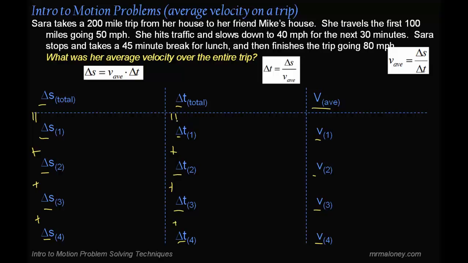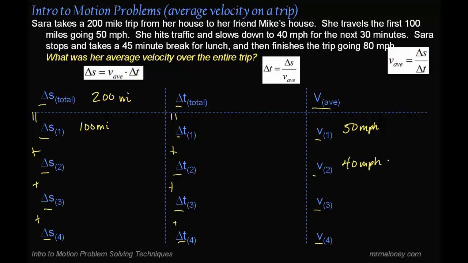So it says Sarah takes a 200-mile trip. Well, that's the total distance traveled for her entire trip. So I already know that the delta S for the entire trip is 200 miles. She travels the first 100 miles, so the first part of the trip is 100 miles long, going 50 miles per hour. So I know the velocity over the first part of the trip. She hits traffic and slows down to 40 miles per hour, so that's the velocity over the second piece of her trip.